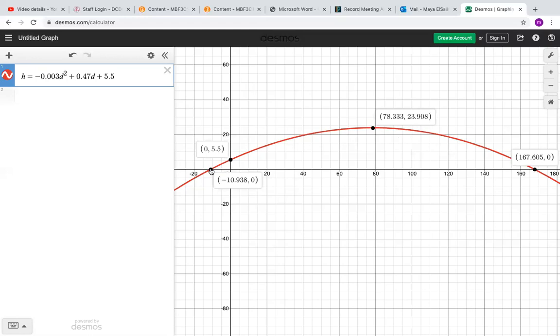So the ball will hit the ground when it touches the x-axis, right? And there are two values here. There's a negative 10.938 and then there's a 167.605. Now, obviously this part here, the negative 10.938, we don't count that because the ball was hit at 5.5. At 5.5, and then it's going to reach the ground at 167.6.